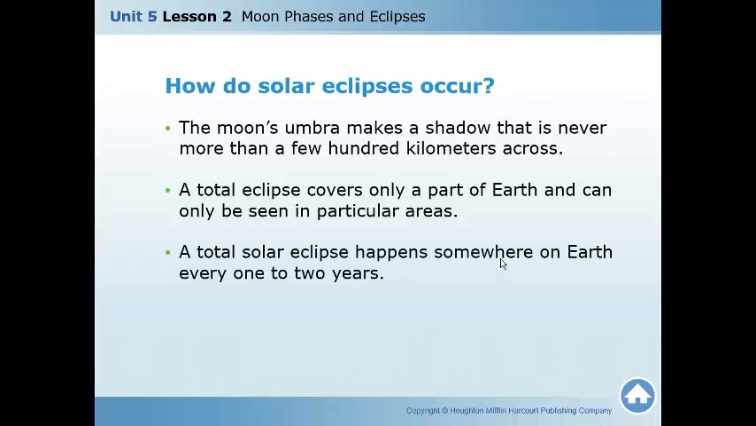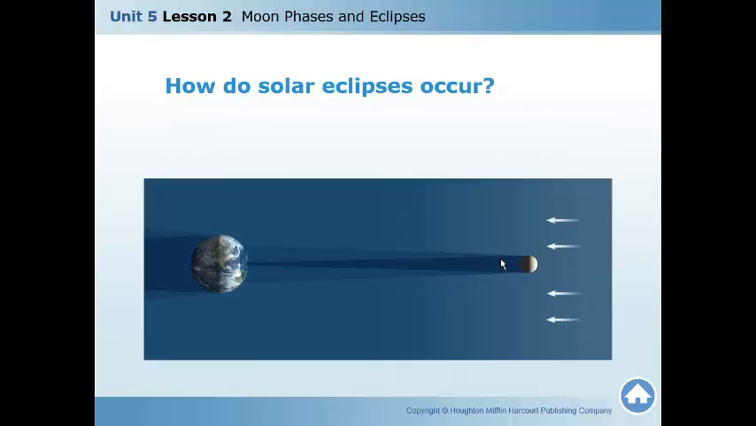A total solar eclipse happens somewhere on Earth every 1 to 2 years. But again, the place where it's happening is a very small area, a few hundred kilometers across. Whereas with a lunar eclipse, an entire side of the Earth can see at least part of it.